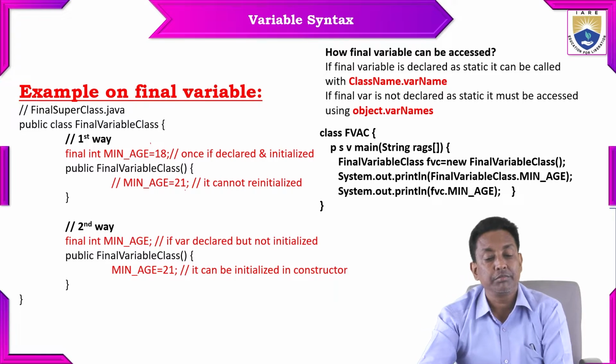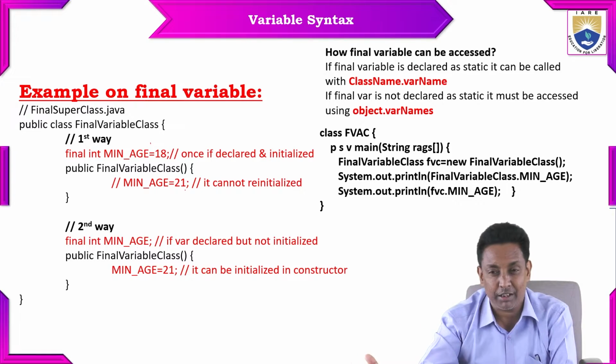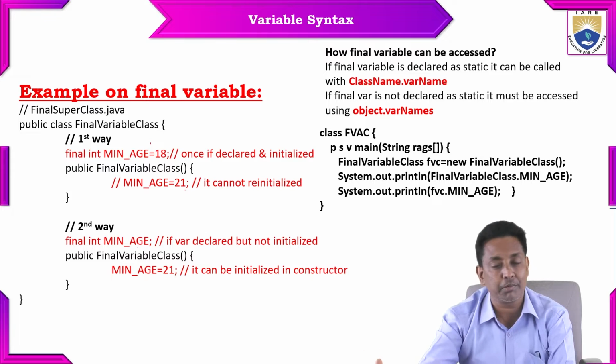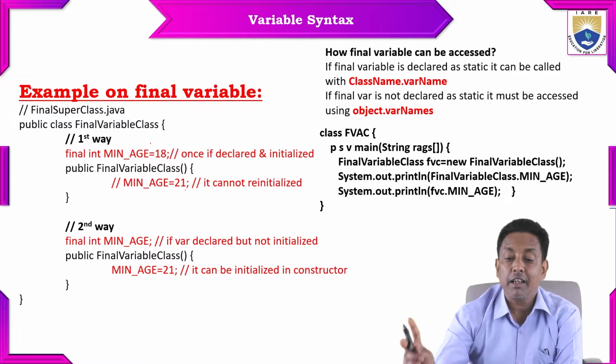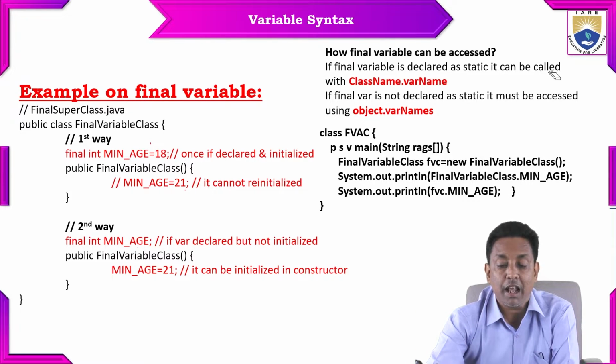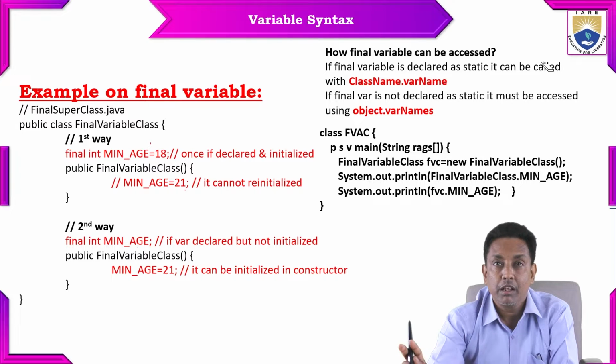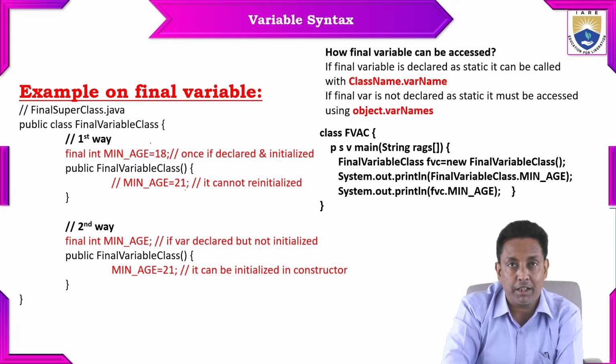The next point: when to declare a final variable. There are so many examples on final variables. On final variables, we will discuss some more points. Here, in how many ways can we access a final variable, if a variable is declared as final?